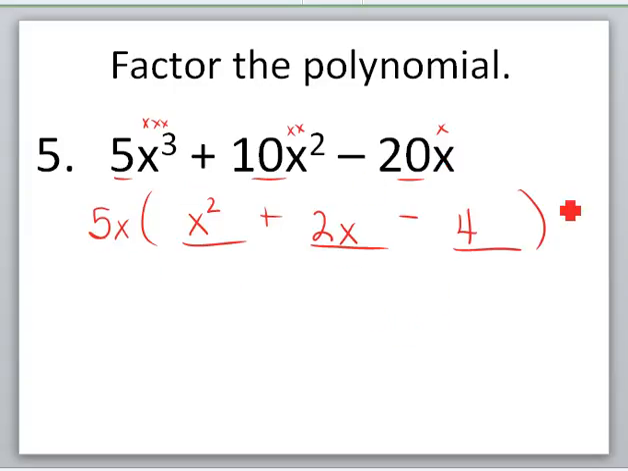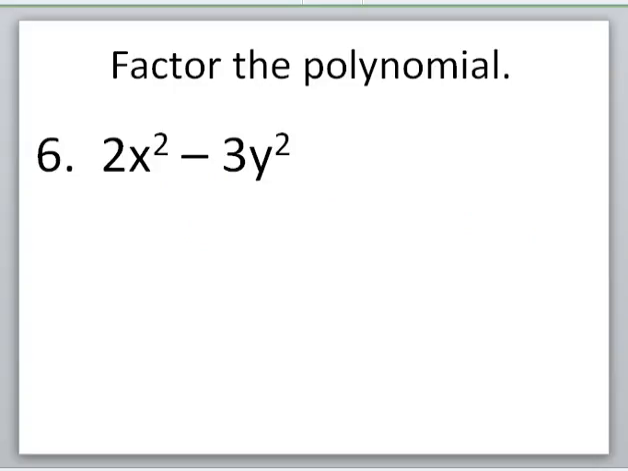This is the factored version. My next example, I have a 2 and a 3. They do not share anything in common, neither do the x and the y. So this is already considered to be factored, or you could write prime, meaning can't be factored.